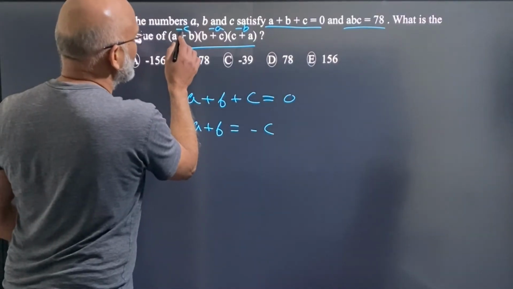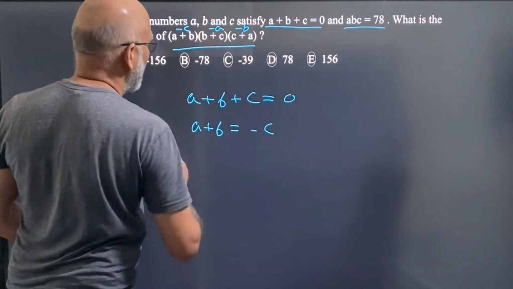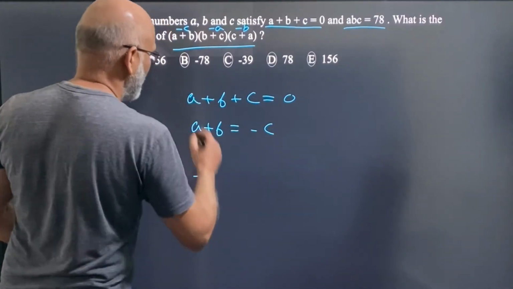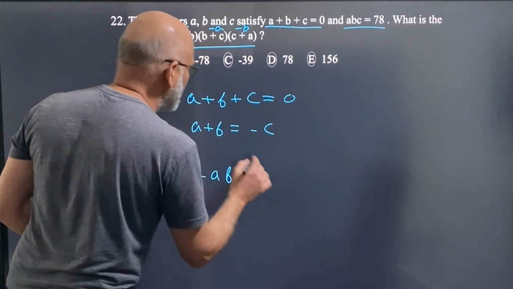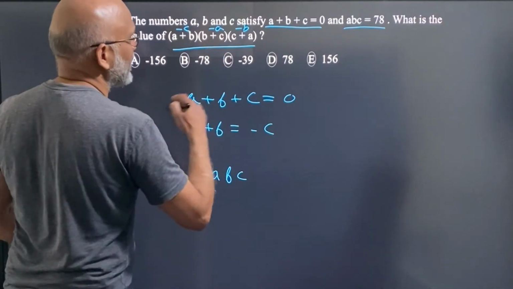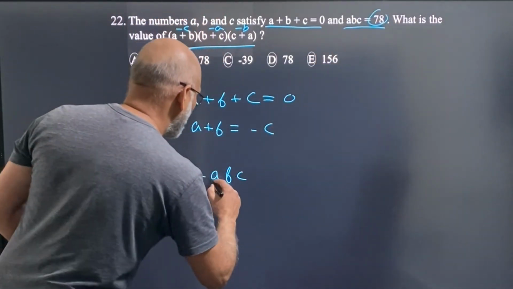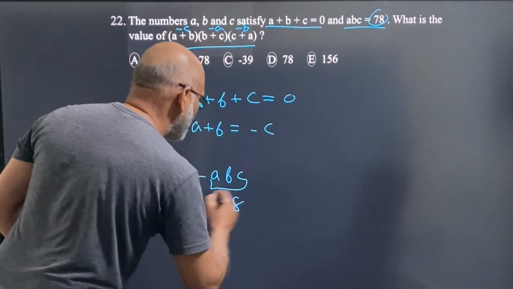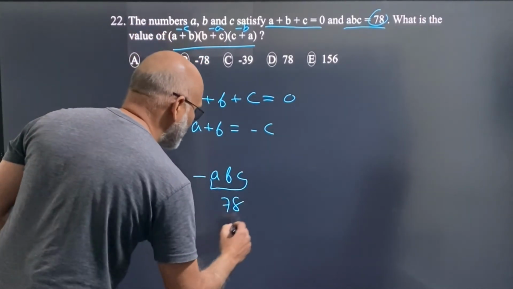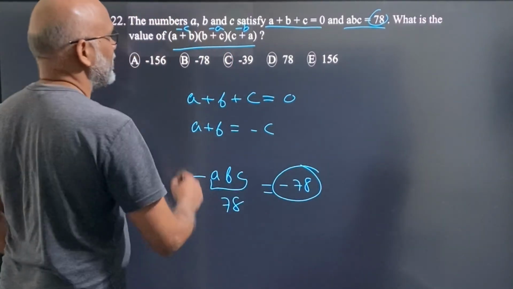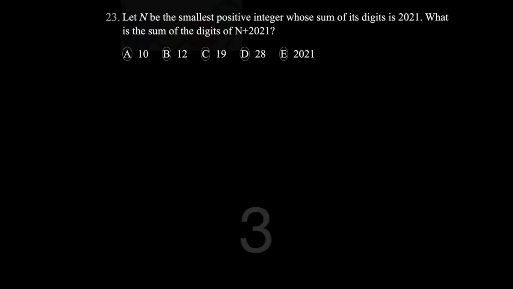Now, if I multiply minus C, minus A, minus B, there are 3 negative signs. So finally, it will be negative A, B, C. But ABC is 78, so the whole thing is then negative 78. Then the correct choice is B.